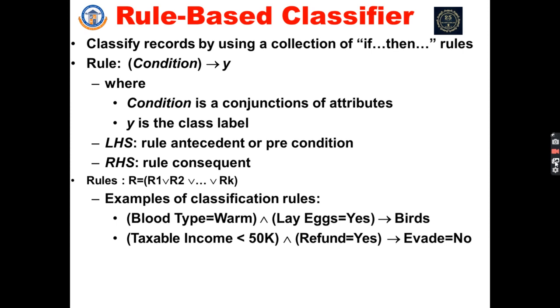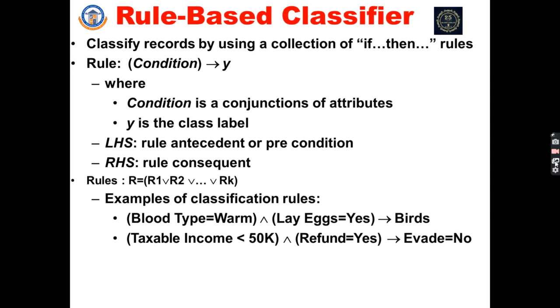Then coming to the rule-based classifier, here we classify records by using a collection of if-then rules. The rule is of the form: if condition then y, where the condition is a conjunction of attributes and y is a class label. The left-hand side is the rule antecedent or precondition, and the right-hand side is the rule consequent. And here we have the formula R = (R1 ∨ R2 ∨ ... ∨ Rk).